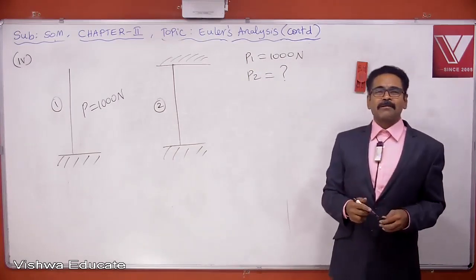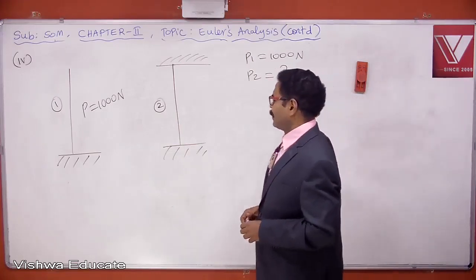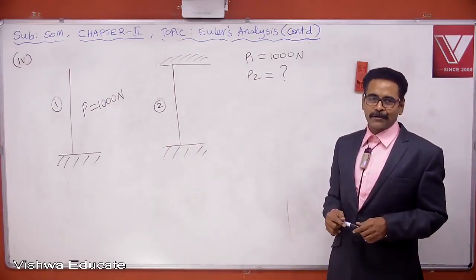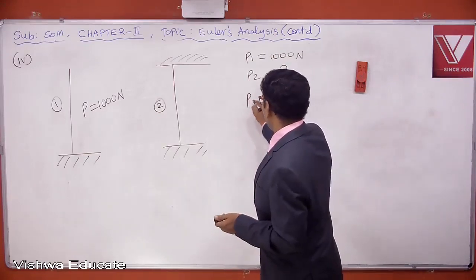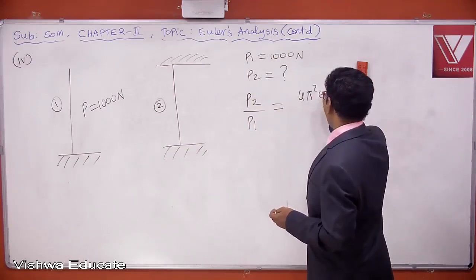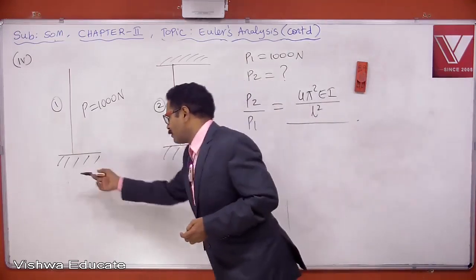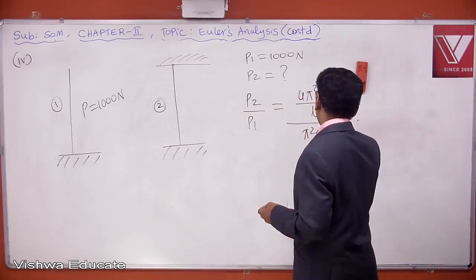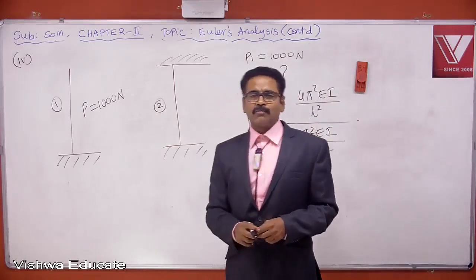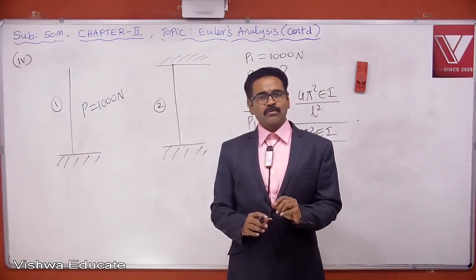This is a very standard question. If the critical load of this column is 1000 newtons, what is the critical load of this column? So P2 by P1 is equal to 4 pi square EI by L square divided by pi square EI by 4L square. If they don't mention the mode number, you have to assume mode number is 1, the first mode shape.